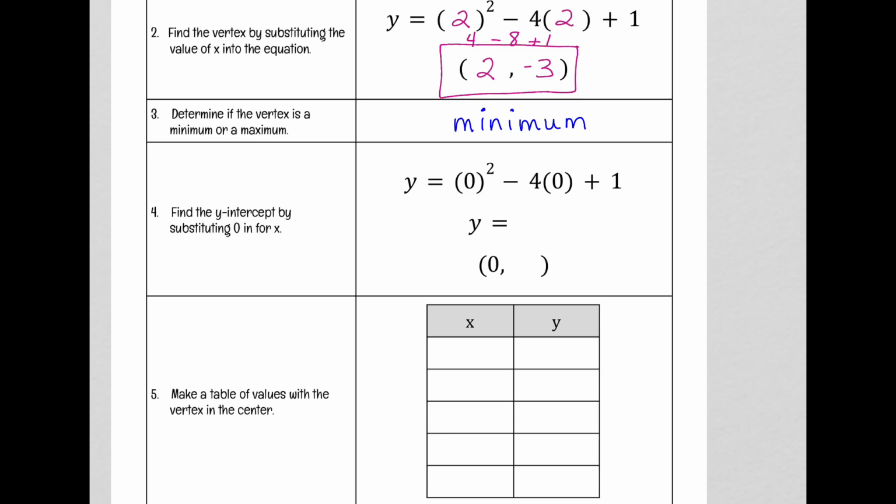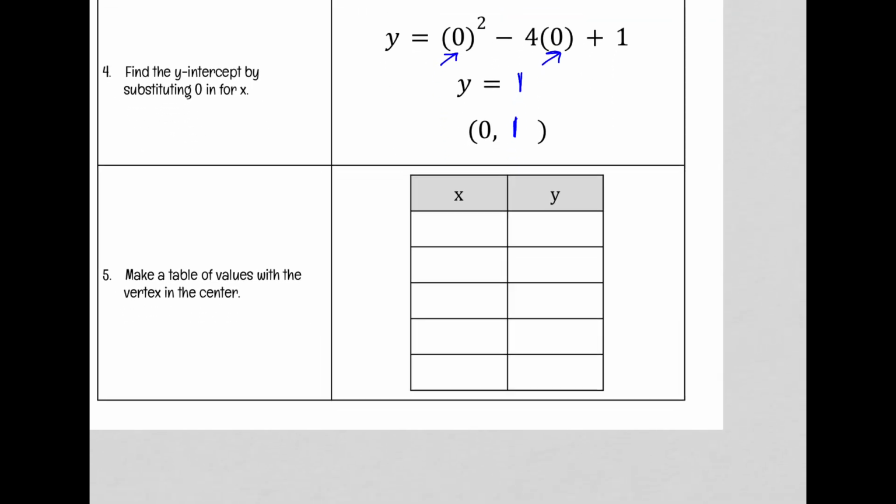Okay, this step 4 is finding the y-intercept. Now remember, the y-intercept is always when x equals 0. So if we substitute 0 in for x into our original equation, and notice that's what we've done, everywhere there was an x, we've put a 0. Okay, so we have 0 squared minus 4 times 0 plus 1. So 0 minus 0 plus 1 is 1. So we know that that y-intercept is 0 for the x and 1 for the y.